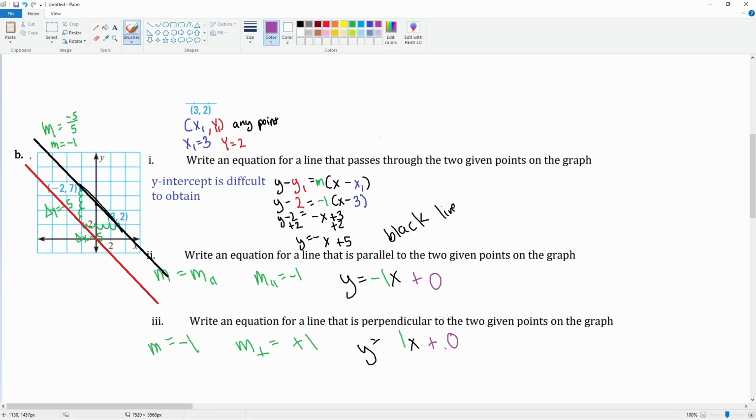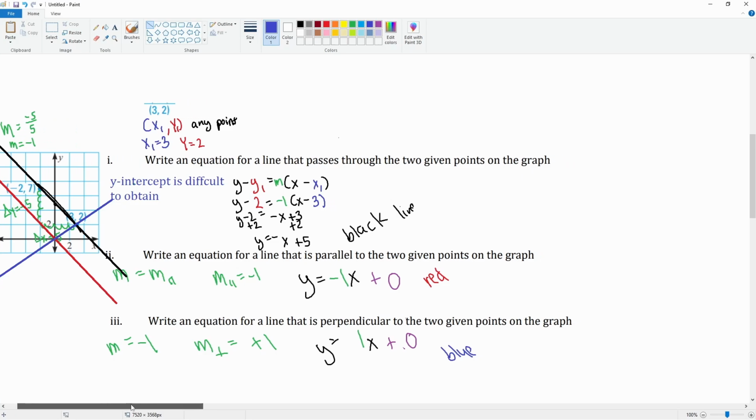So this is going to be the parallel line, which I forgot to label, in red. And I'm going to make the blue line the perpendicular line. We start from 0, 0, and the slope is up 1 across 1. So there you go. You should see that the blue line is perpendicular to those parallel lines.